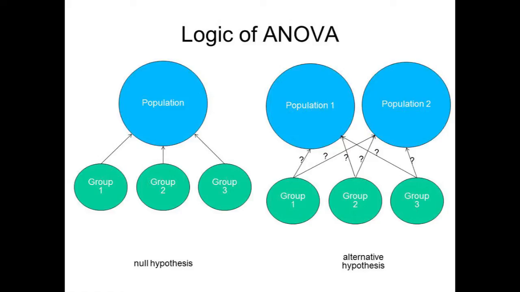So in ANOVA, the null hypothesis would be saying that all of our groups come from the same population. The alternative hypotheses are essentially going to be saying that there's another population involved somewhere, but we don't know where exactly. So we have one null hypothesis and then a bunch of alternative hypotheses, all of which come together to basically say one of these things is not like the others.